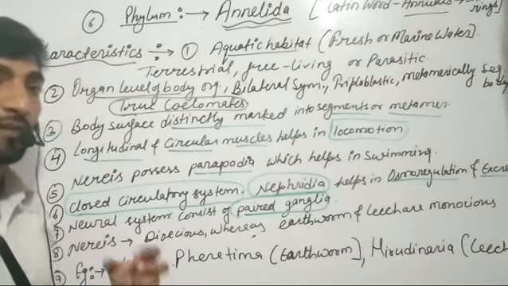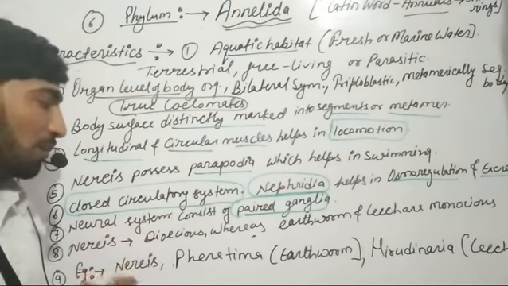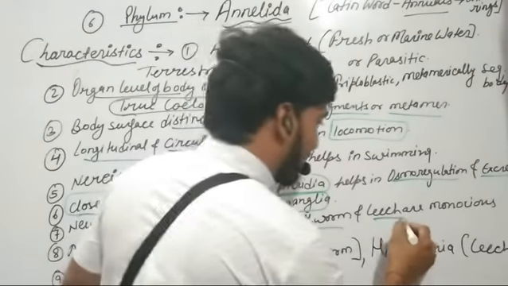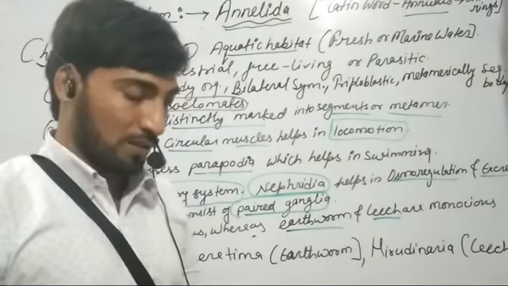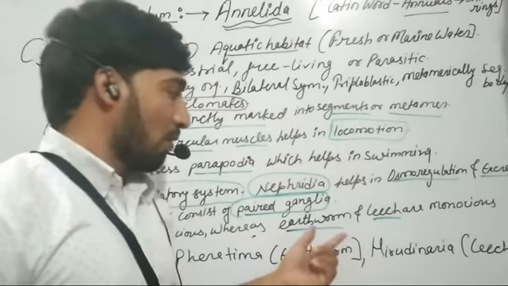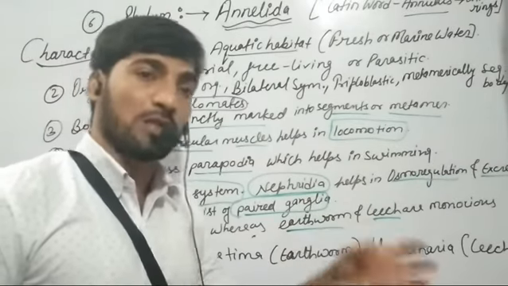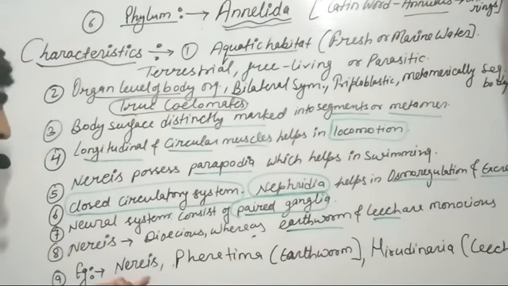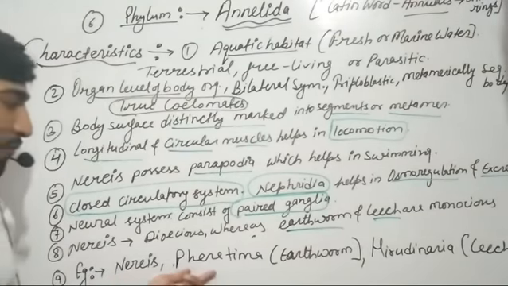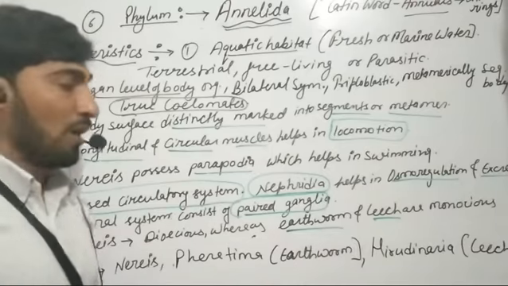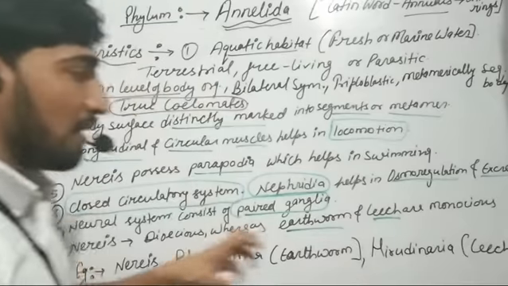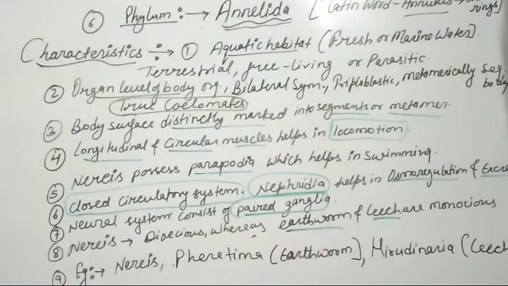That means they have distinct male and female reproductive systems or sexes, whereas the earthworm and the leech are monoecious. That means these are organisms in which both reproductive systems or organs are present. The examples include Nereis, Pheretima, that is our earthworm, and Hirudinaria, which is the blood sucking leech. So these are the characteristics of annelids. Now we'll discuss the next phylum.